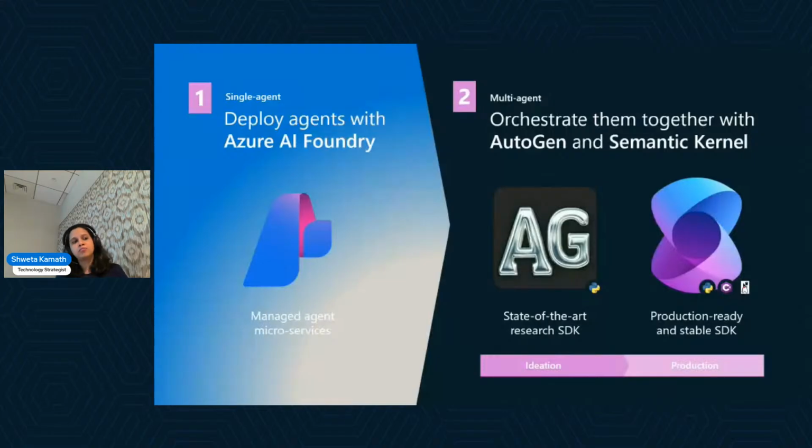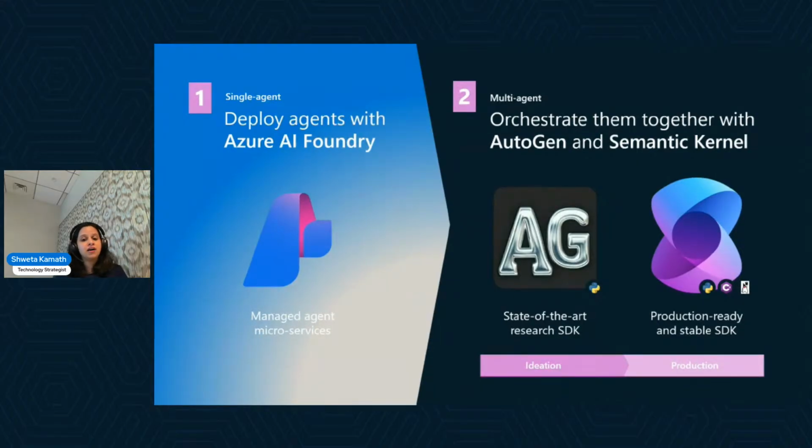AutoGen earlier was more research oriented. Semantic Kernel was the most production-ready and stable SDK. But eventually, with the maturity that we have achieved in the agentic space, we are now going to merge the two. And so henceforth, very soon going forward, Semantic Kernel will be the way to go for all agentic framework development.